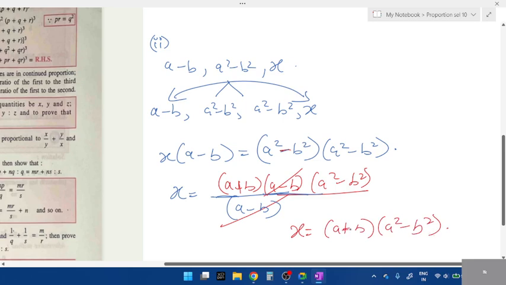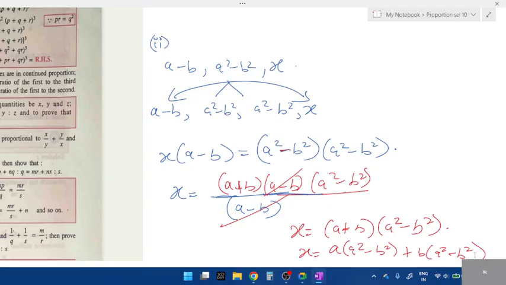b square. You can write it like this, or you can even open the bracket. You can multiply and write the final answer. Sorry, not product of mean, third proportion. You have to find the third proportion.